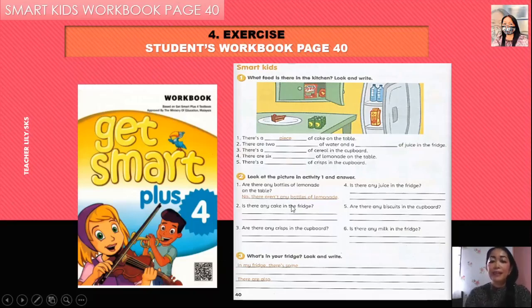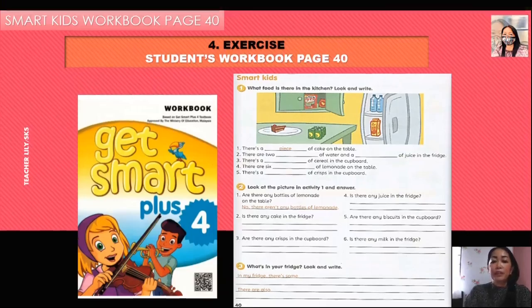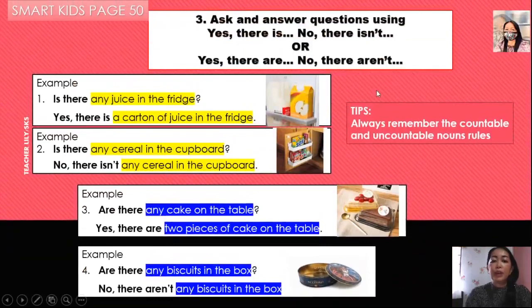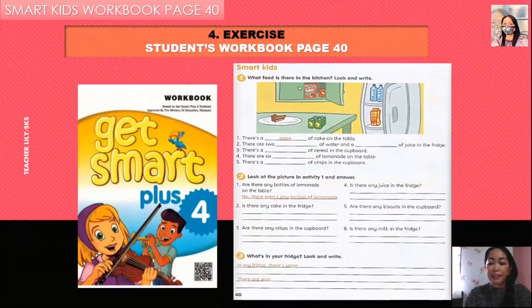Alright, so the rest, number 2, number 3, number 4, number 5, number 6, you have to answer by yourself because I have taught you just now, so you know how to answer later on. Okay, if you do not understand, you can always come back here and see it for yourself. And then you can do the exercise again after that.